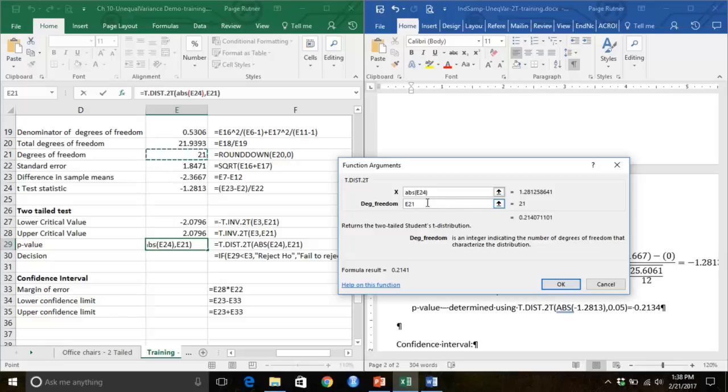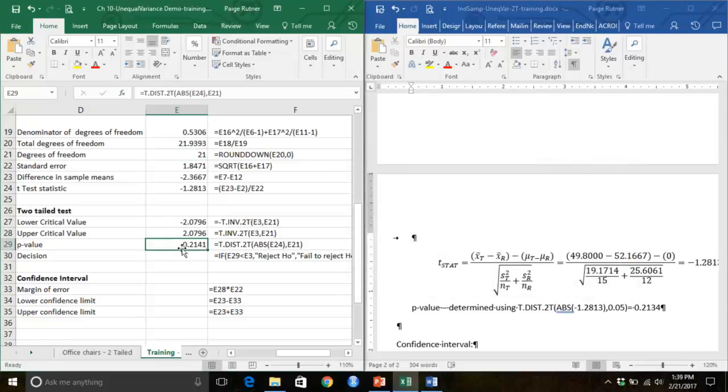What this function will return to me is the probability of having a test statistic or a value that is either greater than 1.2813 or less than minus 1.2813. So more extreme than my test statistic in both the positive and negative directions. All right. The p-value we get is 0.2141.